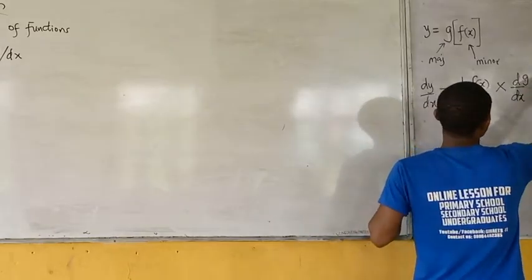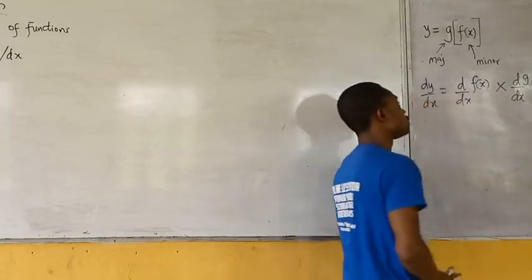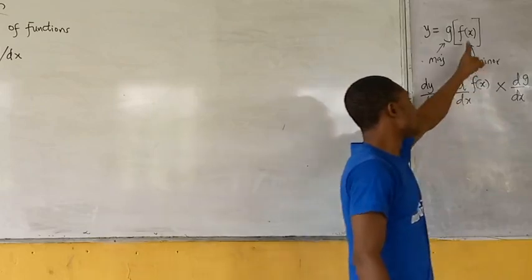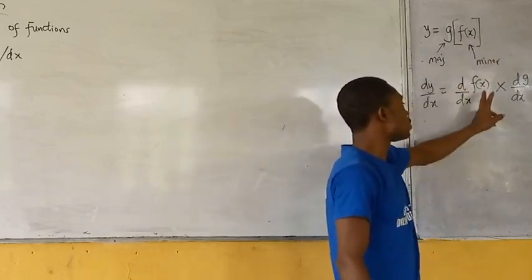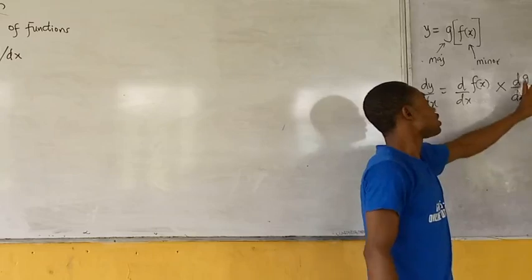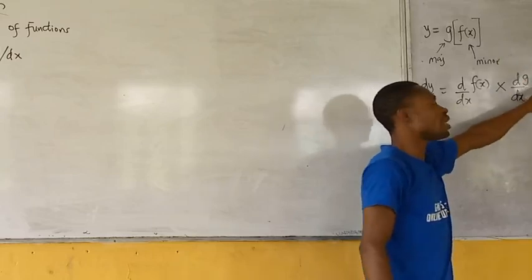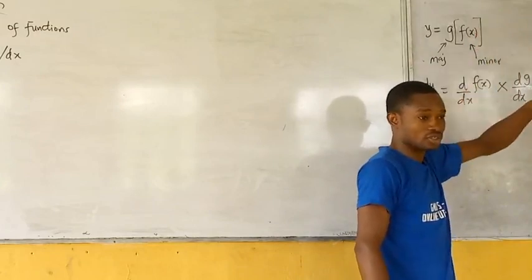Remember to write the minor function in front of it. Remember to write what? The minor function in front of it. So what are we saying? Differentiate your f of x, which is the minor, times differentiate the major. The major you are going to differentiate. When you do that, please remember to write the what? Original minor function that came with the question.